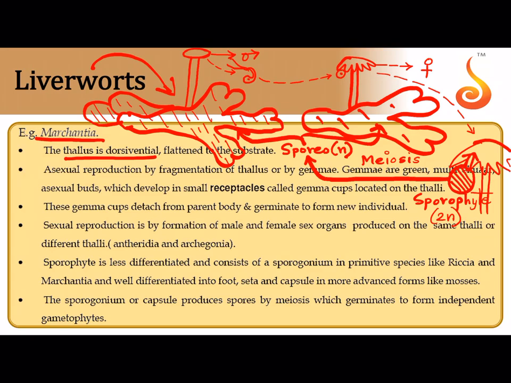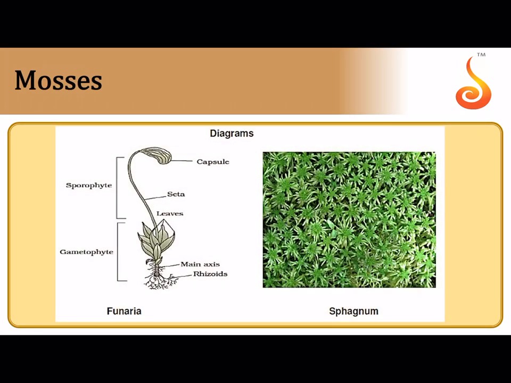So again, what type of life cycle is it? Haplodiplontic. The diplontic phase is represented by a sporophyte. Can the sporophyte live alone? No. It lives on the gametophyte. It is dependent. It is partially parasitic on the gametophyte.